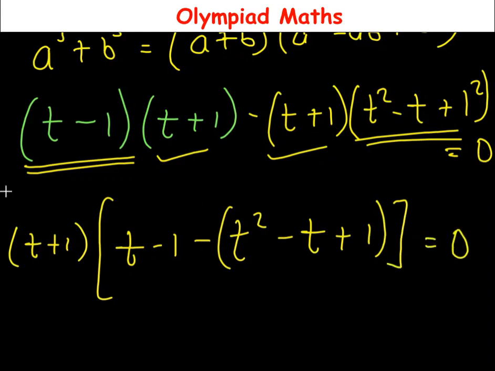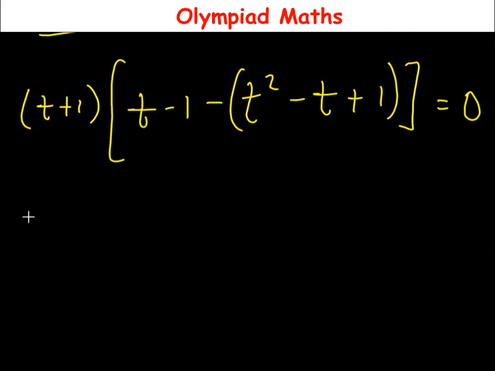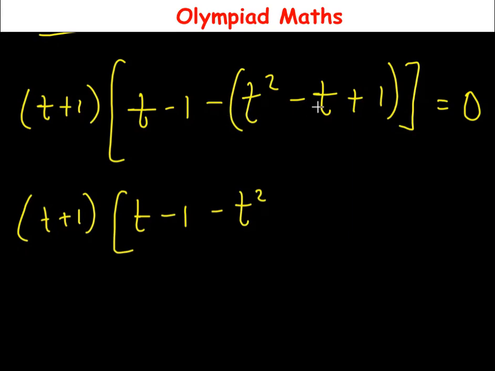Good. So with this, the next thing for us to do is that we're going to write this as in bracket t plus 1, then multiplied by t minus 1. Now minus will open the bracket, minus times t squared is minus t squared, minus times minus t is plus t, minus times plus 1 is minus 1, all is equal to 0.